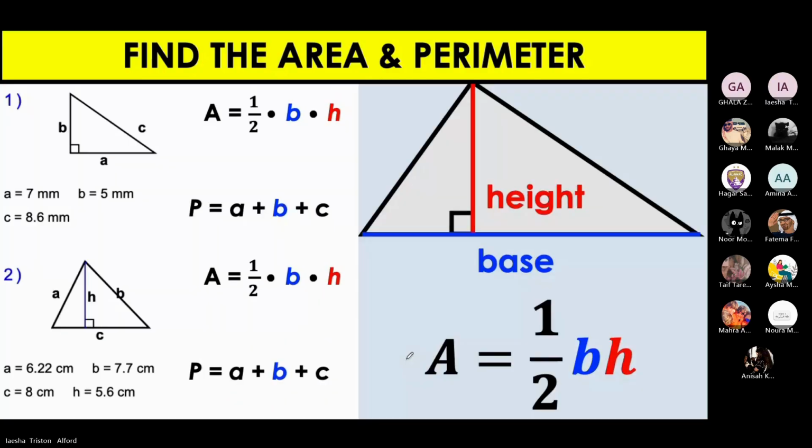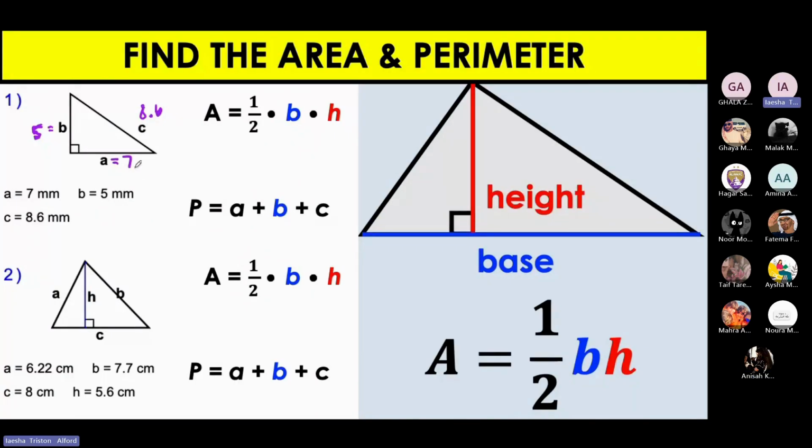Okay. So here, what if we want the area of the triangle, number 1? What number is the base and the height? Here A is equal to 7, B is equal to 5, and C is 8.6.